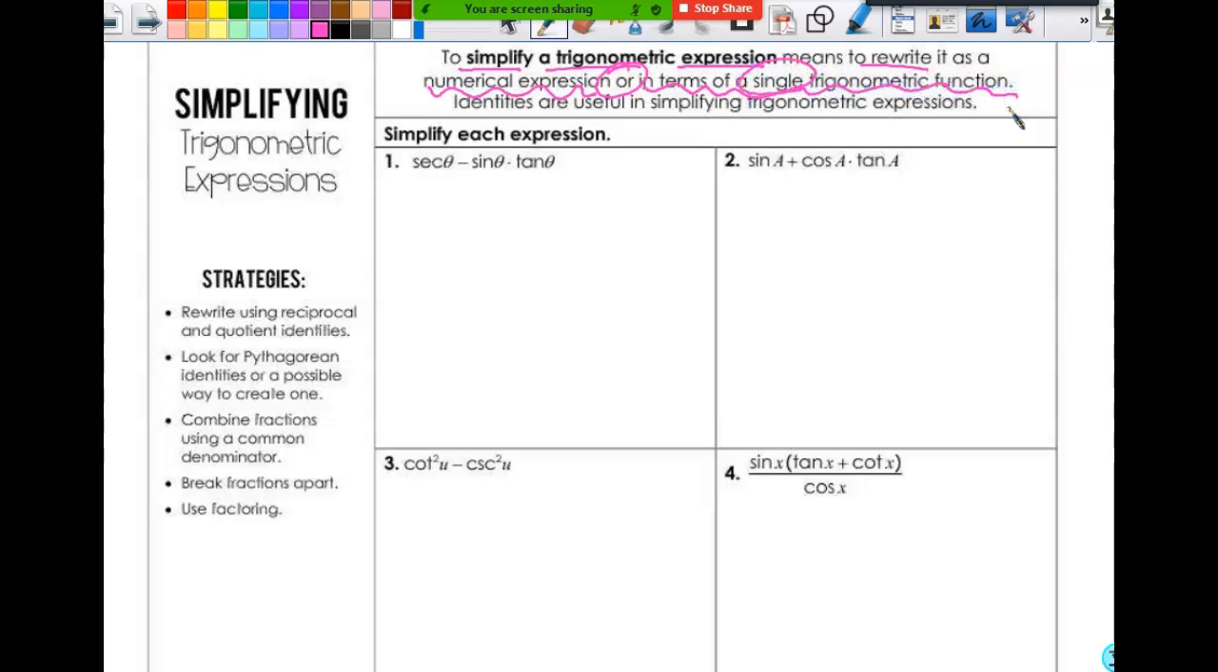Okay? So it's kind of like simplifying a fraction or something like that. We're just going to rewrite it. It's going to have the same value. It's an expression, not an equation, so we're not solving anything.